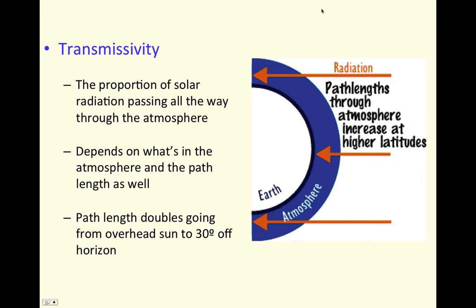Transmissivity, the proportion of solar radiation passing unimpeded all the way through the atmosphere, depends on two things. First, what's in the atmosphere? Are there clouds? Is there dust? Are there other kinds of molecules that are going to absorb that solar beam? Also, it depends on the path length. Here we're showing a short path length as the radiation comes in perpendicular to the surface. It only has to pass through so much of the atmosphere. But if it comes in at an angle, it's passing through a much greater path length of the atmosphere. Therefore, there's more time for other objects to scatter it away and not let it transmit through the atmosphere.